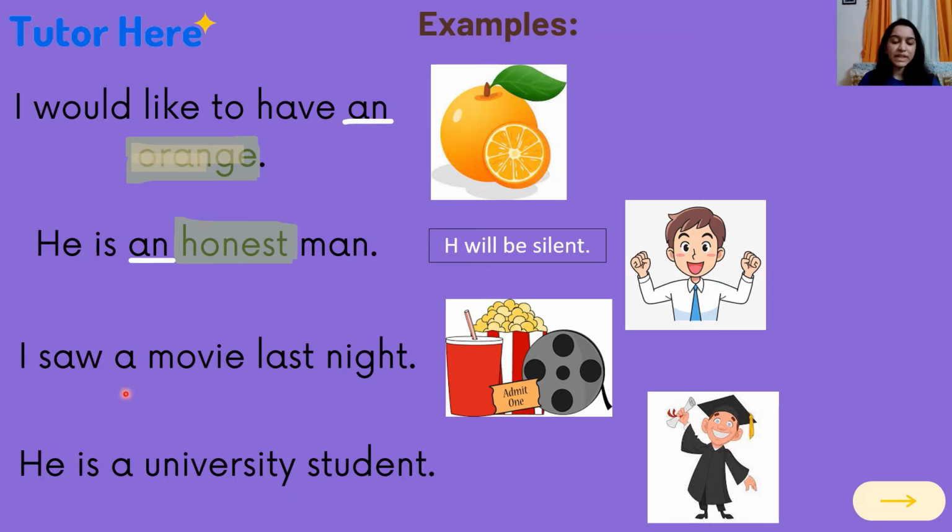I saw a movie last night. Here, a will be the article and movie will be the noun. He is a university student. Here, a will be the article and university will be the noun. Here, you can see u is the vowel, but still we are not using an. Instead, we are using a. Why is that so? Because when we say university, we get the sound of u, y-o-u. That is why this is an exception over here.